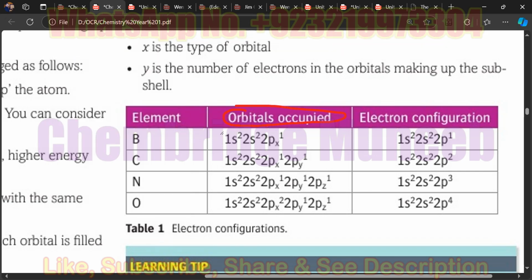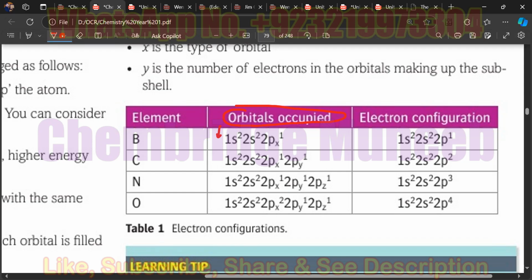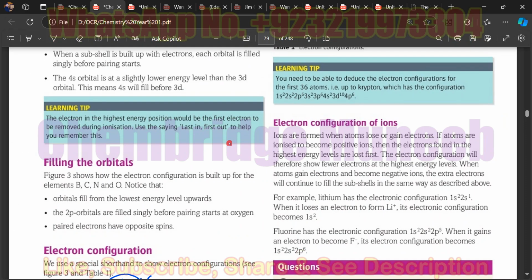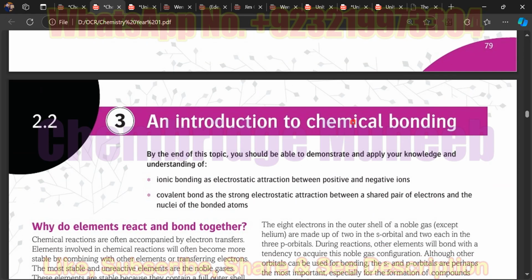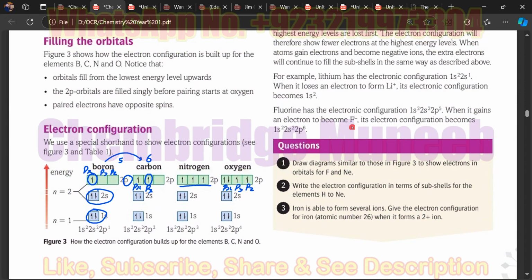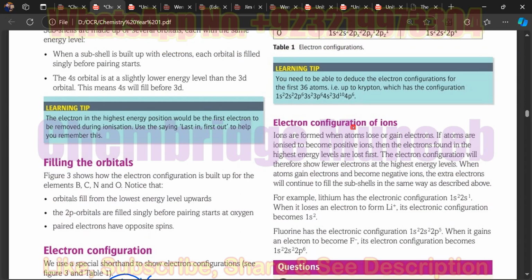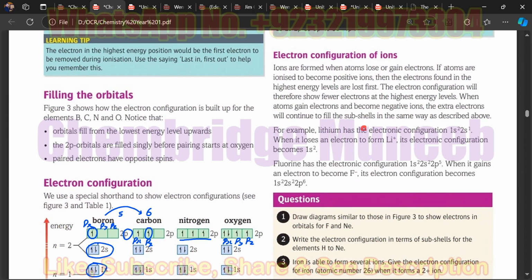Orbitals occupied. This is the column in which the orbitals are shown with the electronic configuration. I hope it's clear to you. Is it clear to you? Yes. It's clear. All right.